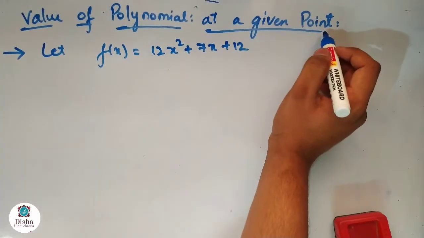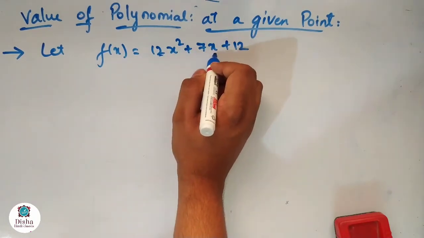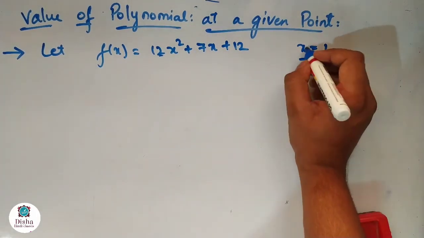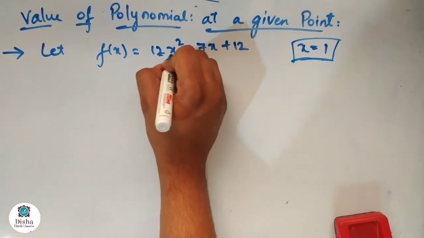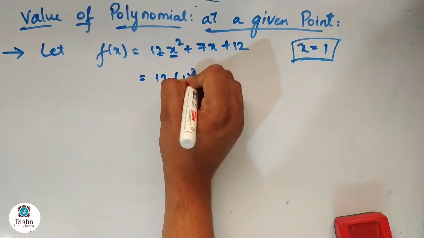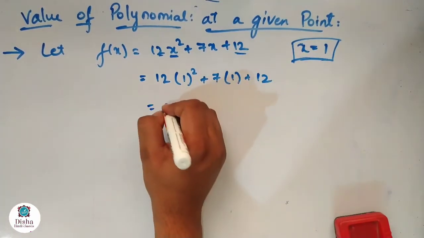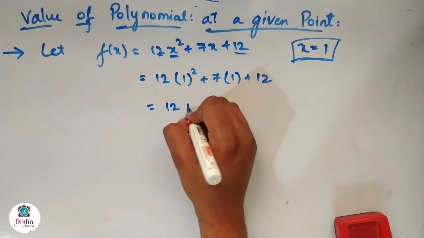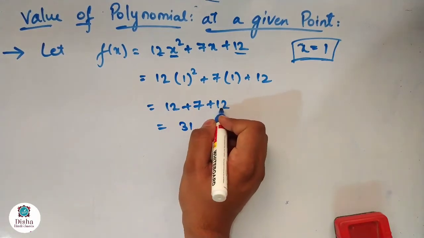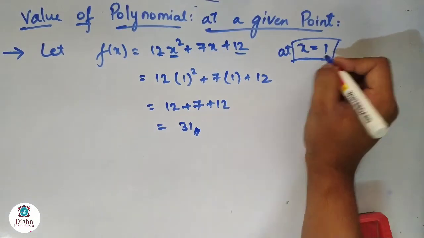Value of polynomial at a given point. So let f of x equal, let us take any polynomial. Here we have taken a quadratic polynomial, that is 12x square plus 7x plus 12. So let us consider that x equals 1, right? Now what we have to do, we have to substitute this in the place of variable x. Wherever x is present, we substitute this number, that is 12 into 1 square plus 7 into 1 plus 12. 12 is the constant term, so we bring it here same. Therefore 12, 1 square is 1, so 12 into 1 is 12 plus 7 plus 12. What will be the value? 31. 12 plus 12, 24. 24 plus 7 is 31. So the value of this polynomial at x equals 1 is 31.